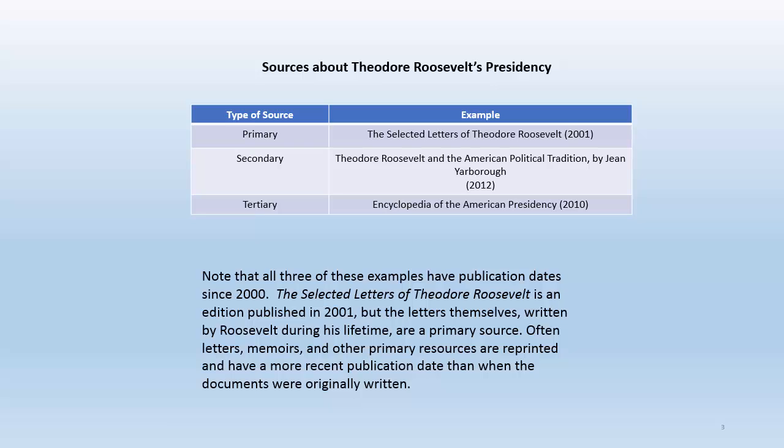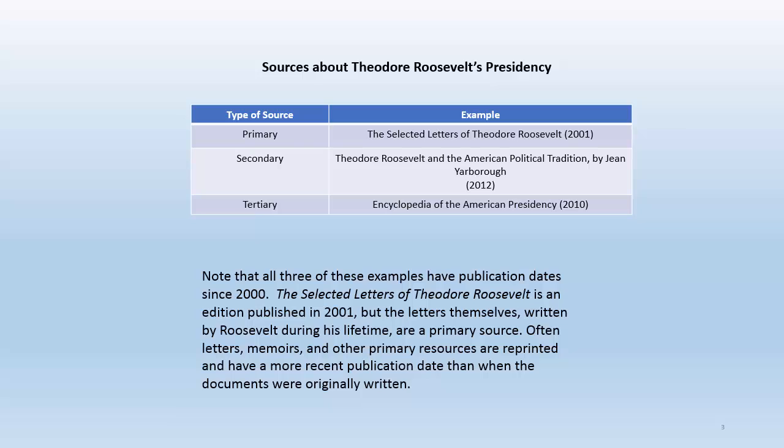It can be confusing because the date is 2001, obviously long after Roosevelt lived. Here the publication date refers only to when this selection of letters was published in this book edition. When you look at the book, you'll see that the actual letters were written during Roosevelt's lifetime. Often primary source books can be reprinted or compiled many years after the material was first written, so a recent publication date is not always a sign that a source is secondary.